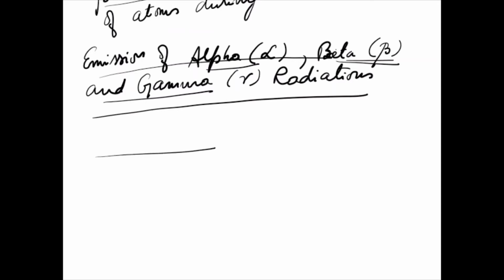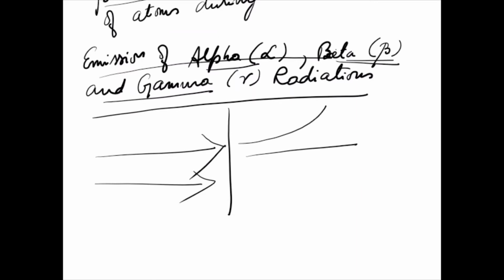Means if this is the direction of the radiations, if this is the path of the radiation, then the magnetic field was applied perpendicular to the direction of the radiations. Then they separate out into three distinct constituents.